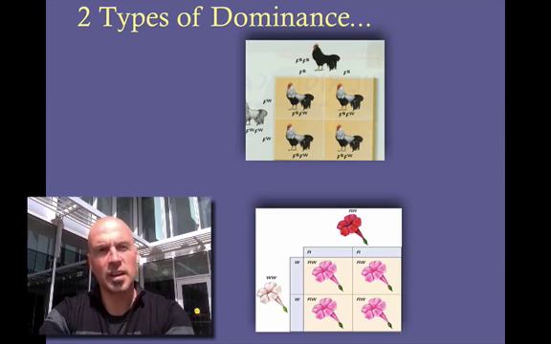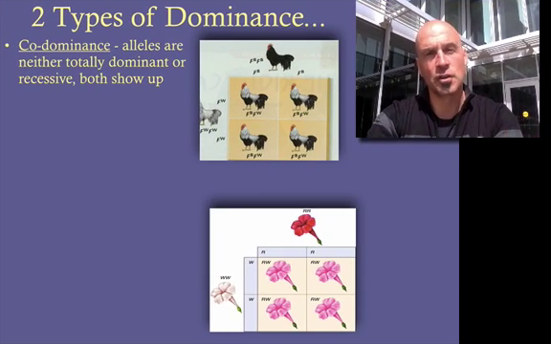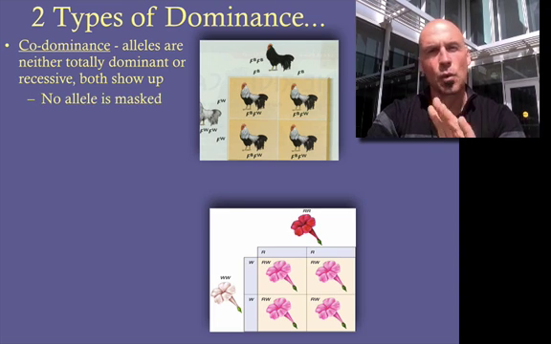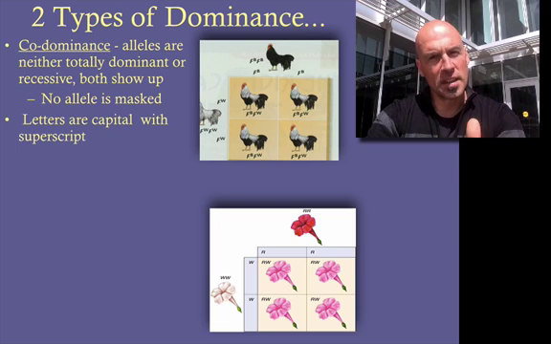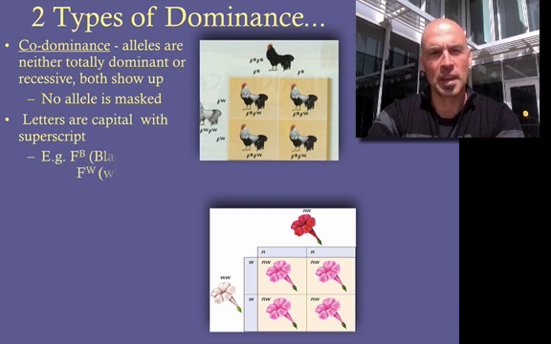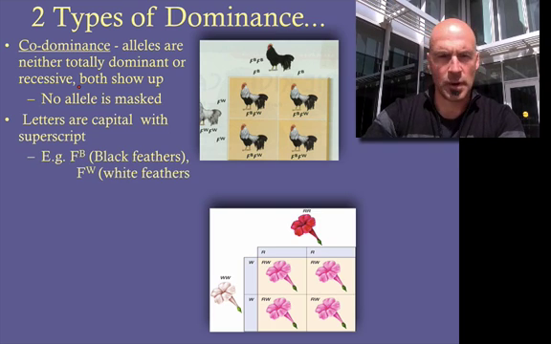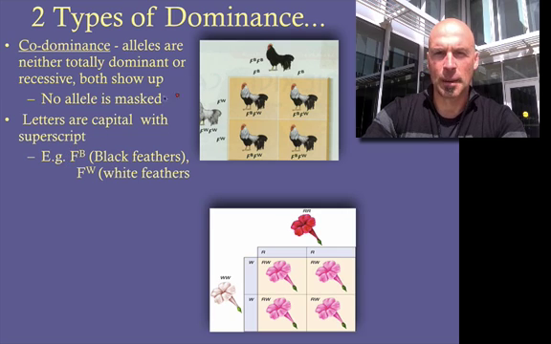All right, now there are two different types of dominance. The first is known as codominance. This is when the alleles are neither totally dominant nor recessive, so they both show up and they're both dominant. Neither allele is masked. The way this is shown with letters is a capital with a superscript. What that looks like is, as you can see right here, we've got F. Again, I'm talking about this Punnett square right here.